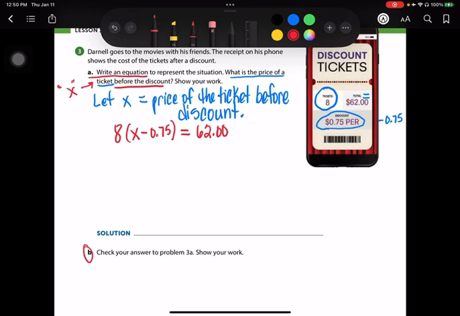Then you have the distributive property. You should be distributing 8 times x minus 8 times 0.75 equals $62. Now we're multiplying 8 times x, which is 8x, minus 8 times 0.75, which should give us... 8 times 0.75 is, hold on, Jemima.